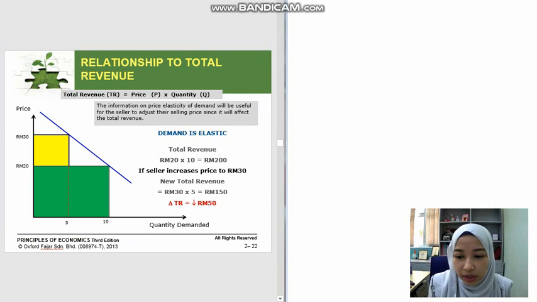Okay, so previously we have looked at the different types of elasticity, or responsiveness of consumers towards the change in the price. Now we want to look at the impact of the different types of elasticity on the revenue that can be obtained by the producers. So put yourself as a producer in this situation and you want to sell a certain product. Will elasticity give impact on your revenue if you change the price of your product?